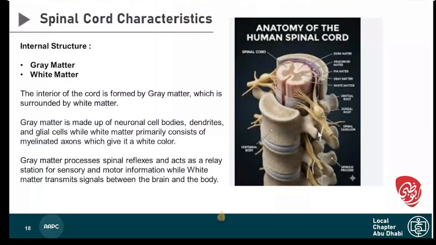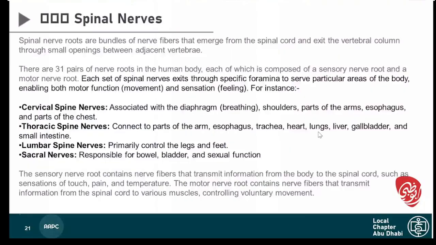Spinal nerves are bundles of nerve fibers that emerge from the spinal cord and exit the vertebral column through small openings between the adjacent vertebrae. There are 31 pairs of nerve roots in the human body. Each set of spinal nerves exits through specific foramina to serve particular areas of the body. That means the spinal nerves that exit from the cervical region help in the sensory or motor functions of the cervical region or the upper limbs.